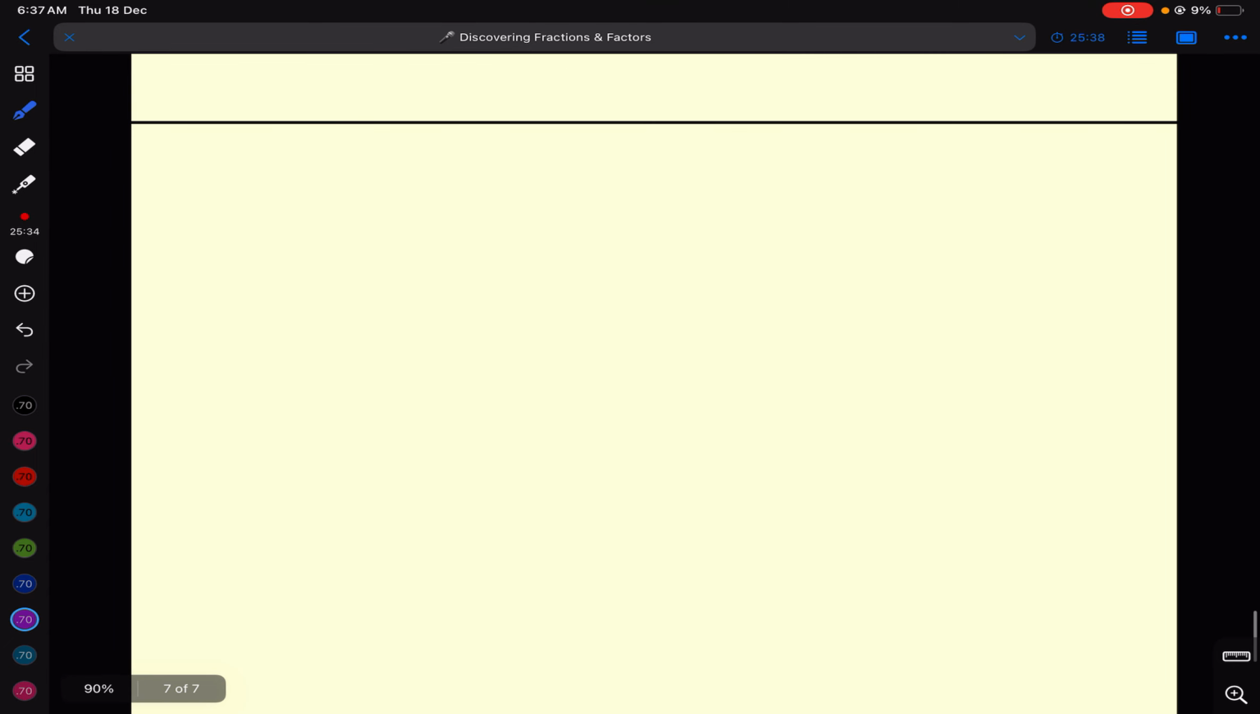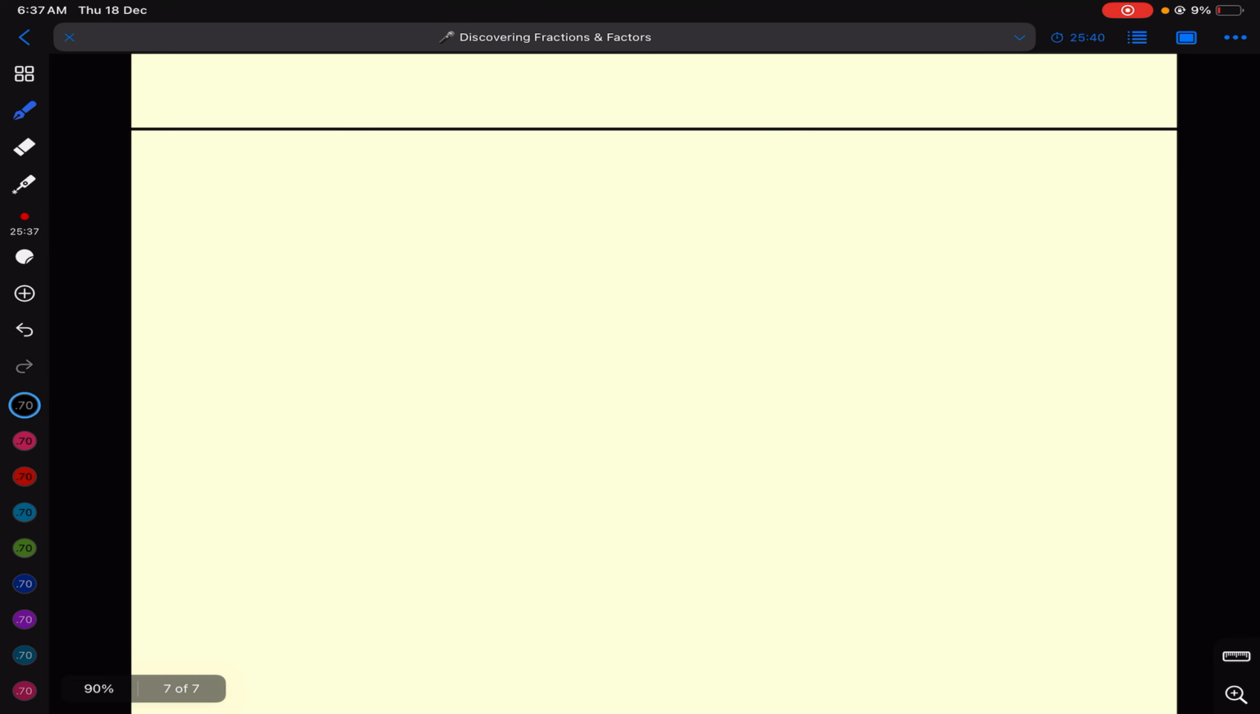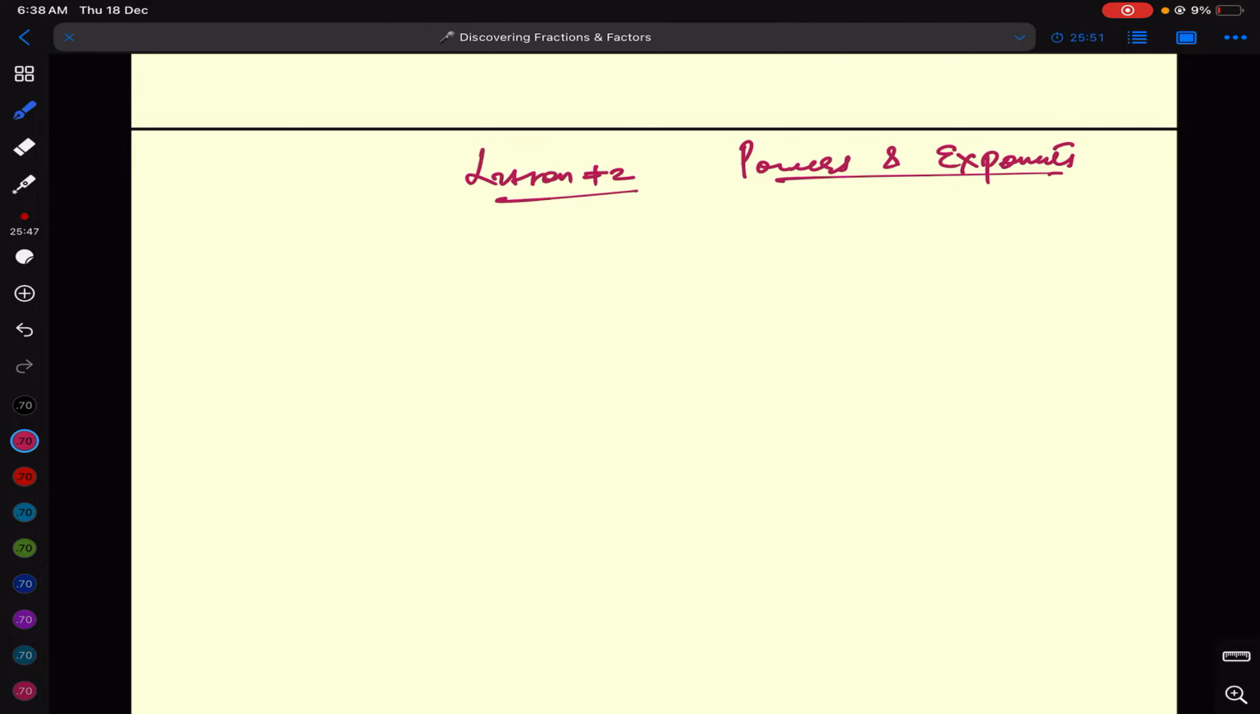Lesson number 2 here is powers and exponents. Now you must be having a basic idea of what an exponent is, right? Now we'll study in detail about powers and exponents in this lesson.